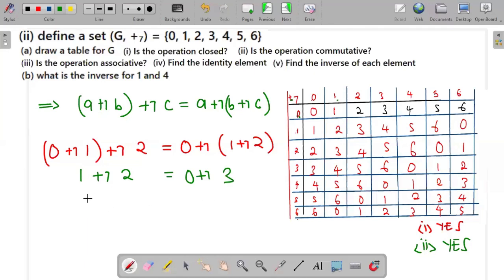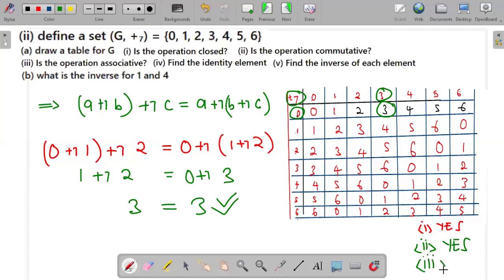All right, and then now I do 1 modulo 7, 2. So 1 modulo 7, 2, I get 3. So this would be 3 is equal to, what about 0 modulo 7, 3? So 0 modulo 7, 3, I get 3 as well. So that would be 3. So this property is satisfied. So we're going to say yes.